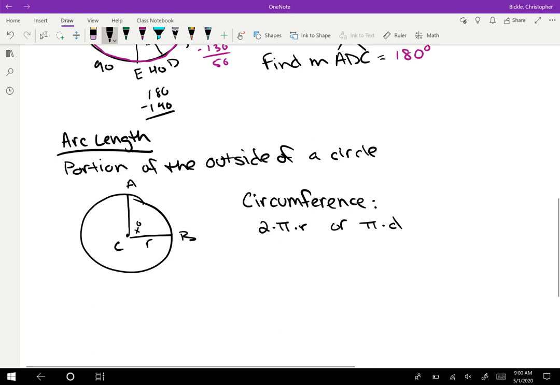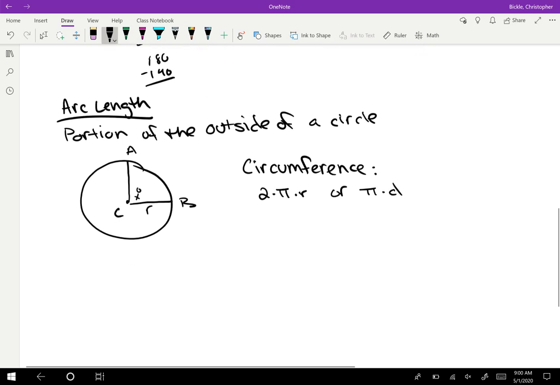So that's nice. If I wanted to find the whole distance around the outside of the circle, it's 2 pi r, or it's pi times the diameter. But I don't want the whole distance around the outside of the circle. I just want this portion from A to B. Now, the way I drew this almost looks like it's a 90-degree angle. So most of you guys are pretty smart. You'd be able to figure out that this is a quarter of the circle, right? So I just want a quarter of the circumference.